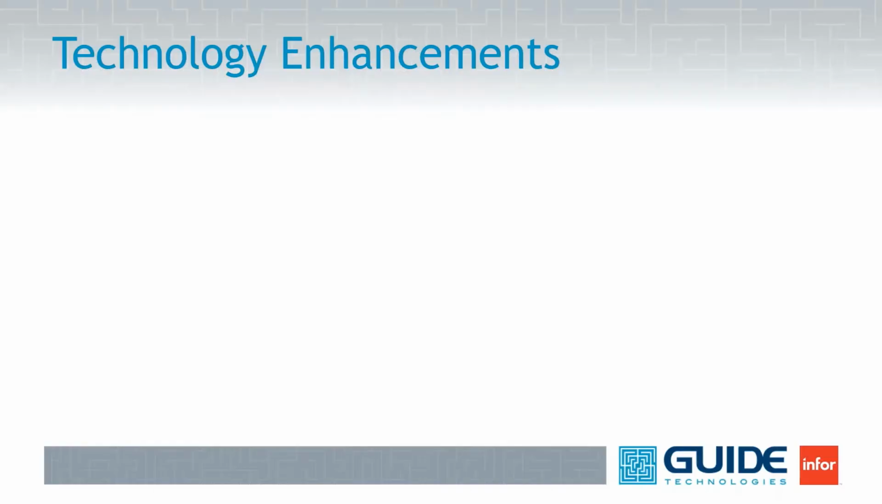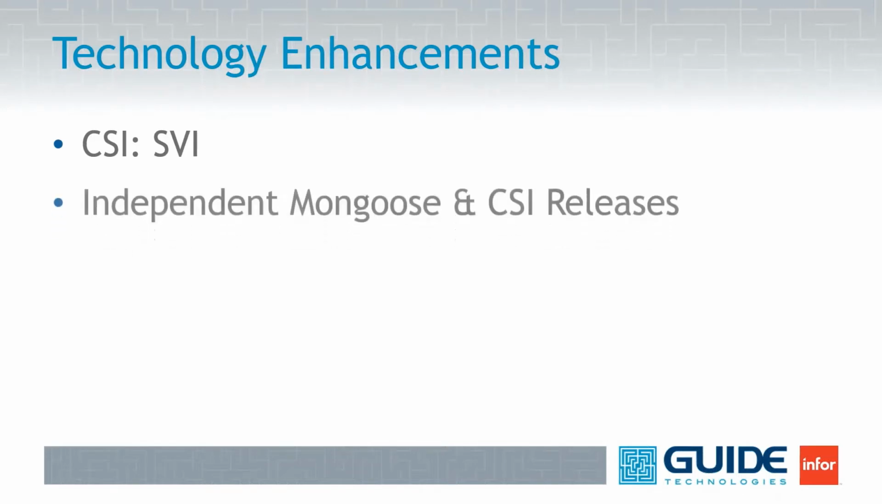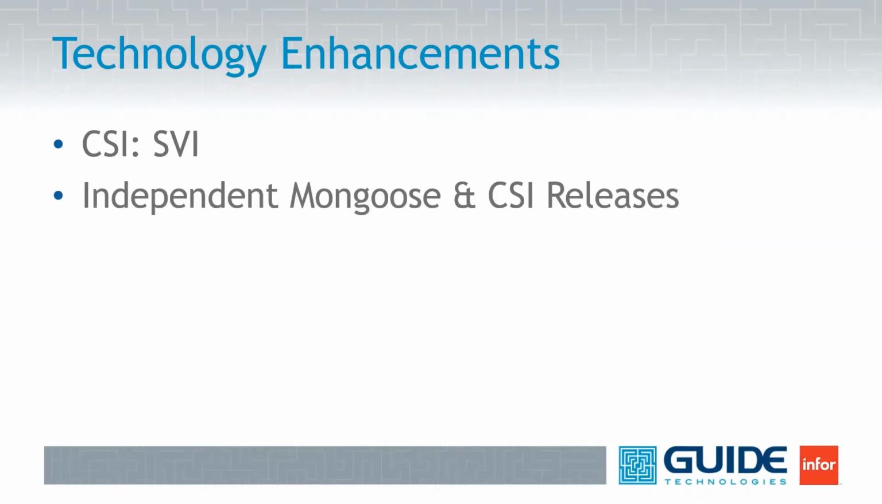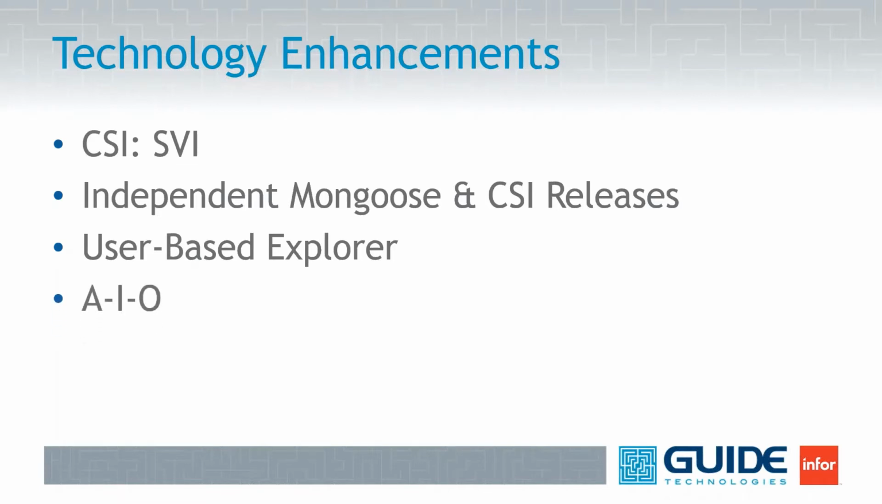So let's talk a little bit about those enhancements. From a technological perspective, we have within CSI now what you'll hear me call, or see termed as, SVI, single version installer. We'll talk about the independent Mongoose and CSI releases and how that really makes life a lot easier for us. We'll talk about the user-based explorer and the user experience, and AIO, the all-in-one architecture that CSI version 10 is built upon.